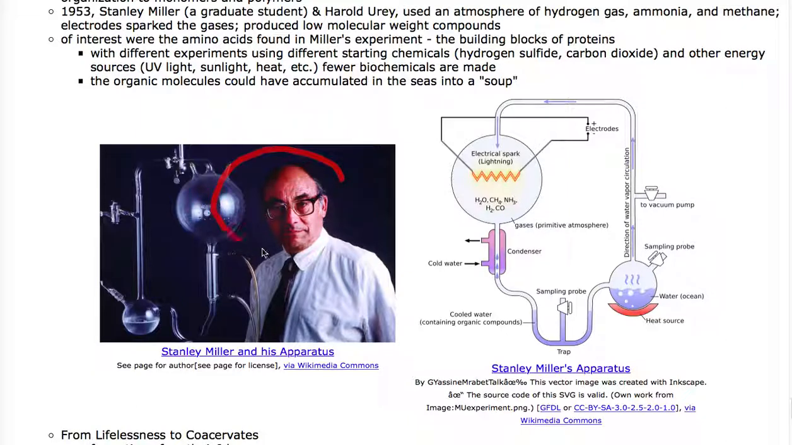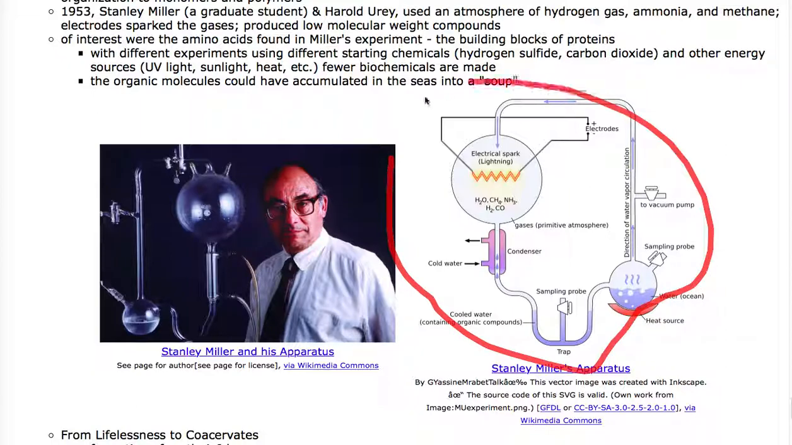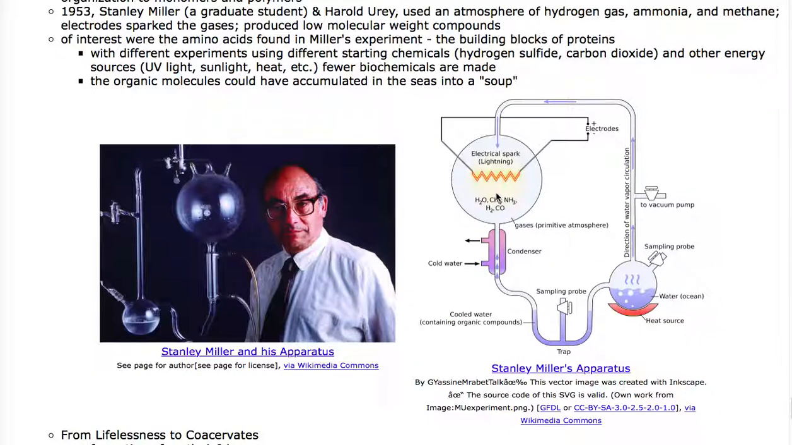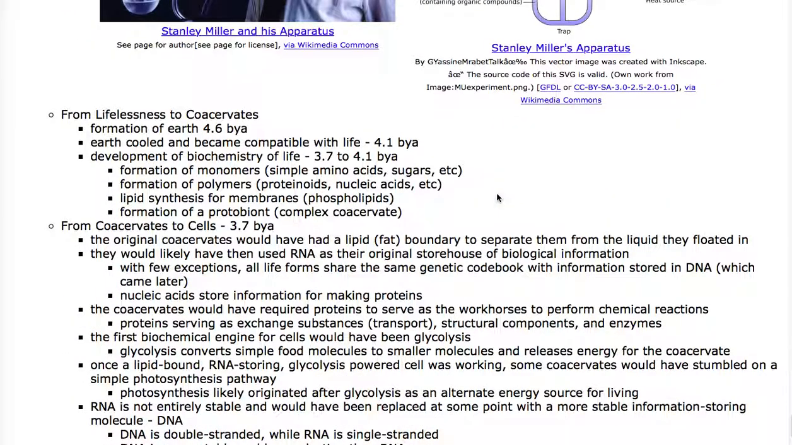This is Stanley Miller here, and this is the basic strategy of his experiment here. He used basically sterilized chemicals in a spark chamber, hit them with electrical spark for about a week, and then tested the chamber, and he found carbohydrates, small amino acids, all kinds of things.